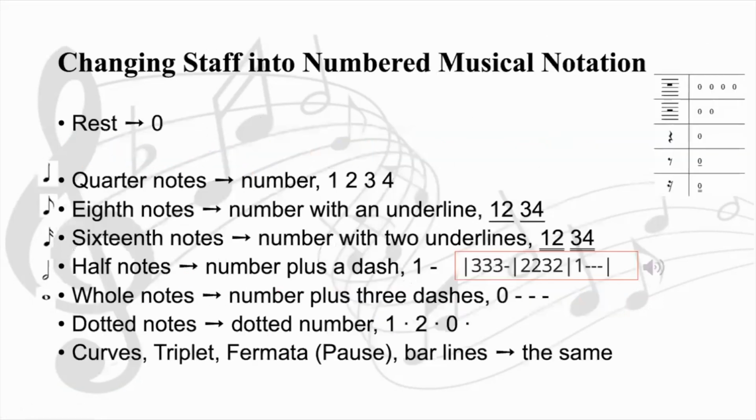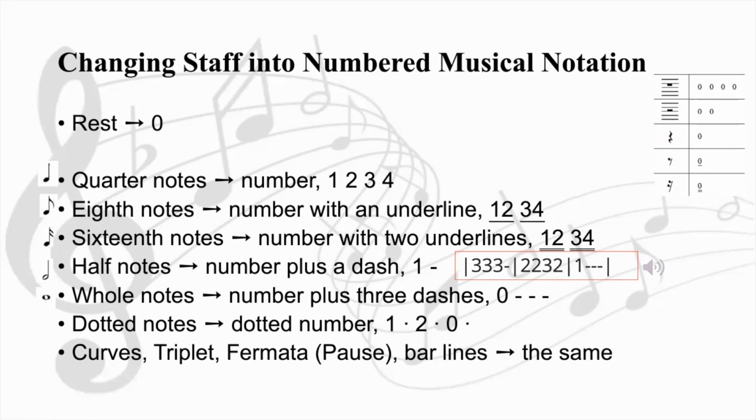Okay, so a very quick review: changing staff notation into number musical notation. For rest, it will be 0, silence, no sound. Quarter notes are numbers that correspond to the staff. We will see do re mi fa, so we will use 1, 2, 3, 4 to represent the pitch, and then the duration.